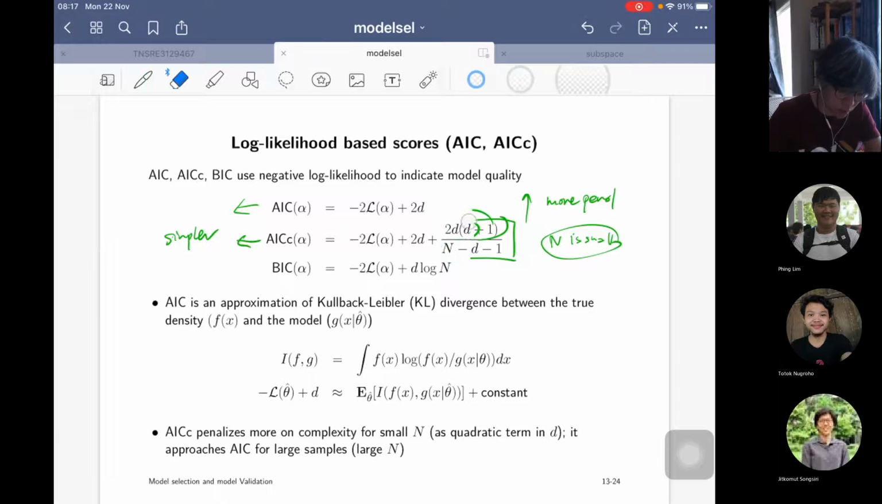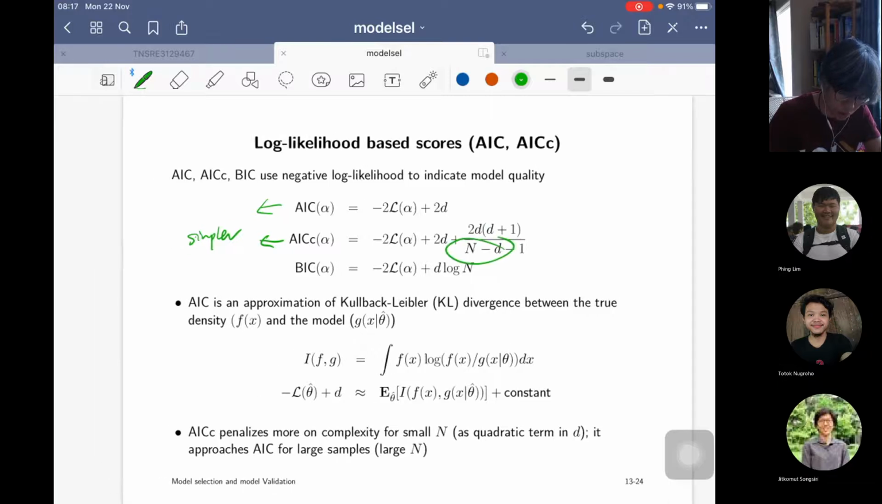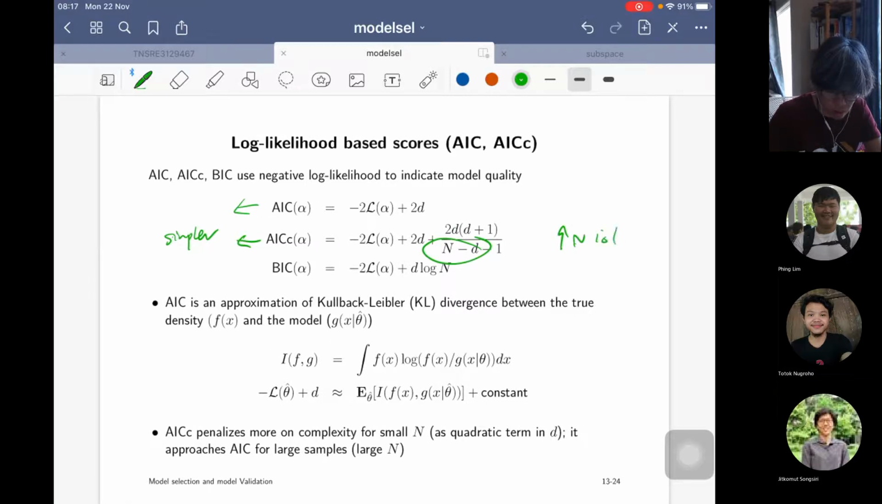But when n is getting large, when it's very large and a lot of samples are available, these terms approach 0. So the behavior of AICc will also approach the AIC.